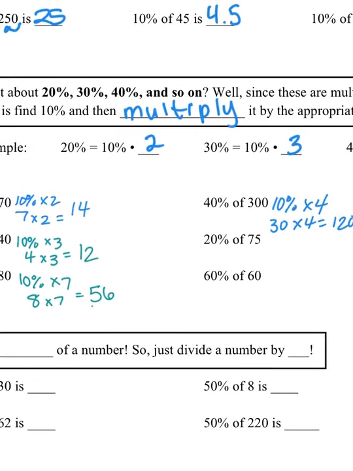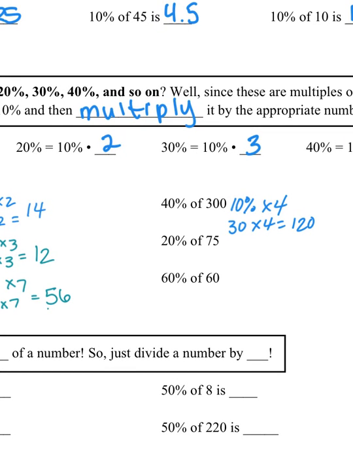Okay, over here on this other side, 20% of 75. That means I know that's 10% times 2. So 10% would be 7 5/10 times 2. And what's that equal? 15.